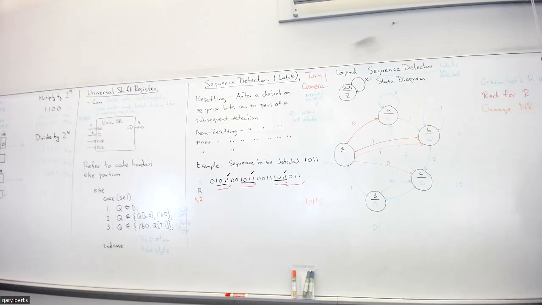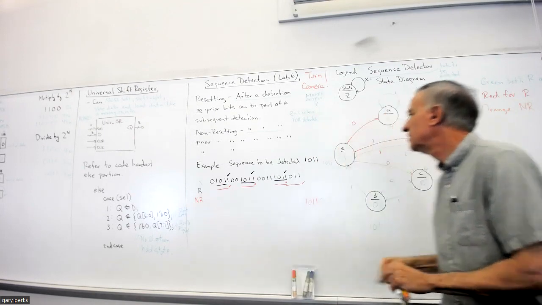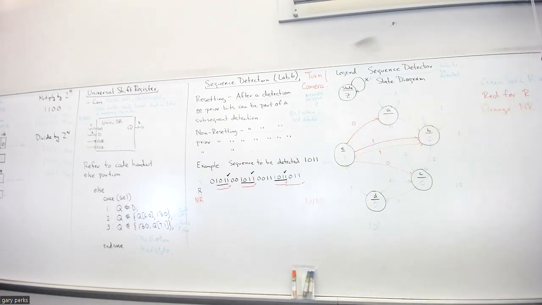Let's take this away. Let's say this just keeps going on. If it's resetting, we'd have a detection here, then a detection here, because if it's resetting, you can't use previous bits. So it would just keep going like that. If it's non-resetting, you'd have more detections, because you have this first one, and then you can use previous bits. So you'd have like that, and then like that. You'd have a lot more detections with the non-resetting.